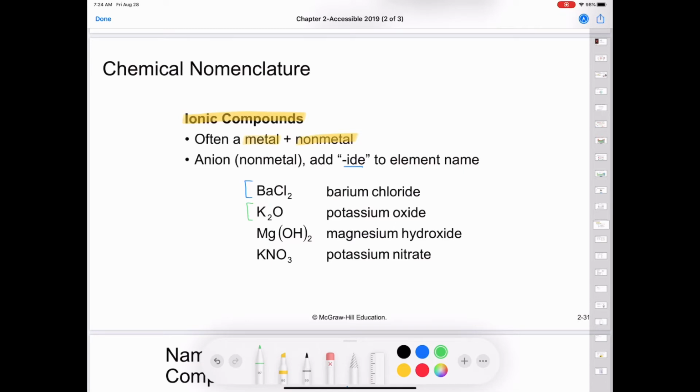So we have just K, which is potassium, and then instead of oxygen, we put the suffix "ide," and so it becomes potassium oxide. Let's look at the next one.